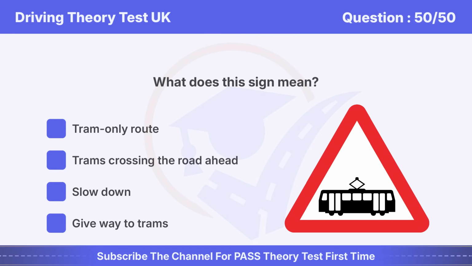Question 50. What does this sign mean? Option A. Tram-only route. B. Trams crossing the road ahead. C. Slow down. D. Give way to trams.